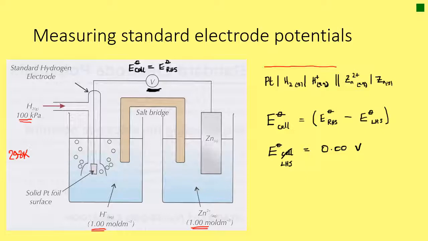Sorry, before I move on, let me correct a mistake that I've made. I think I said it correctly verbally, but I've written down E cell when I should have written down E left hand side. Yes, the E left hand side, the standard hydrogen electrode, is 0 volts. Sorry about that.